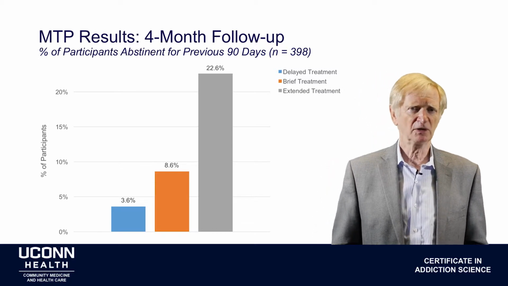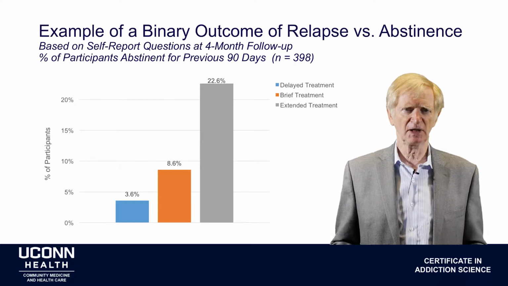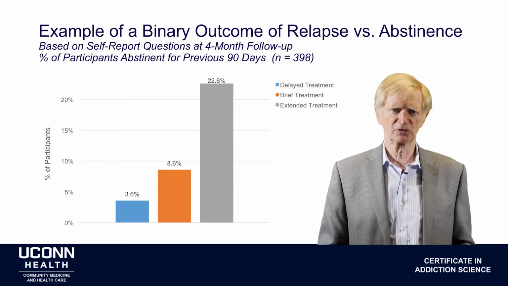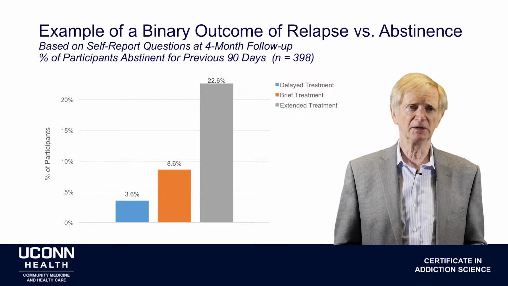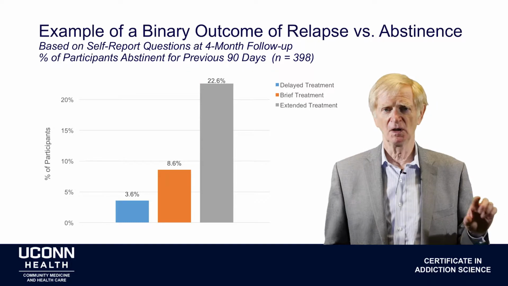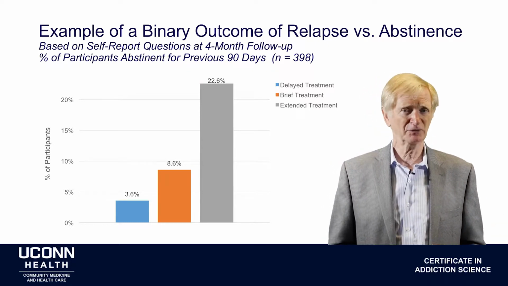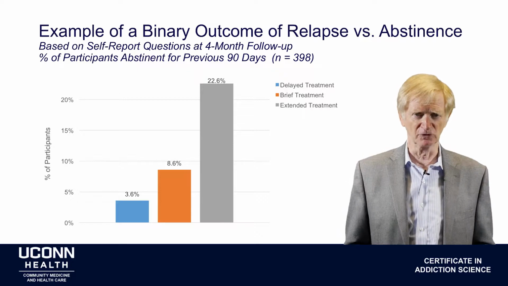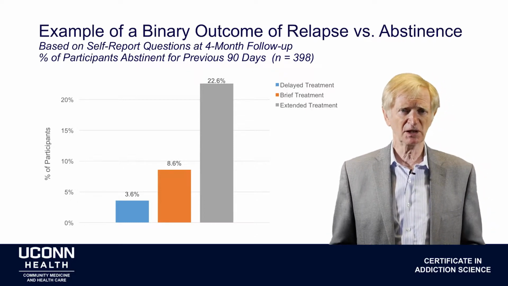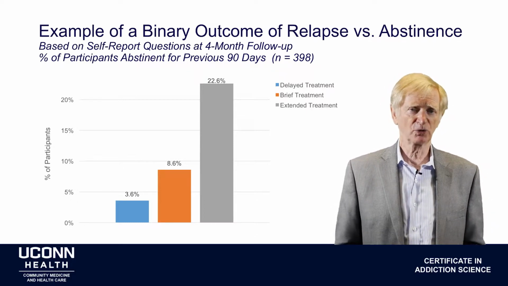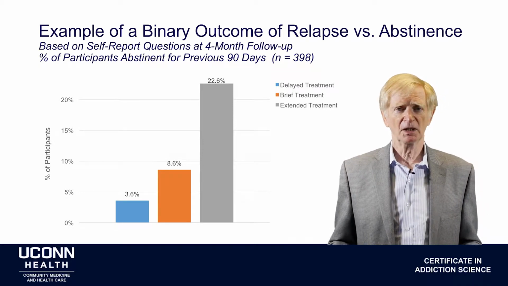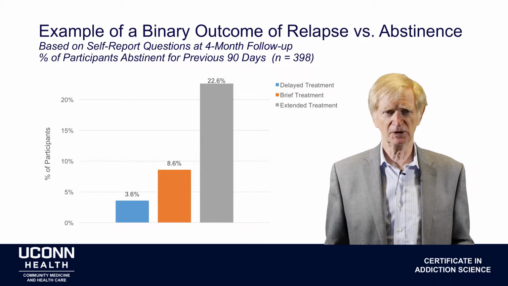So here we have, as a single outcome, abstinence versus relapse. And that is often a useful measure. Now, what we're going to be suggesting is that you look at a variety of different outcome measures. And to the extent that they each corroborate one another, we can put greater faith in the findings.